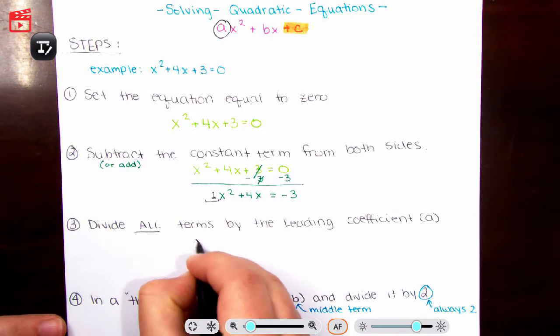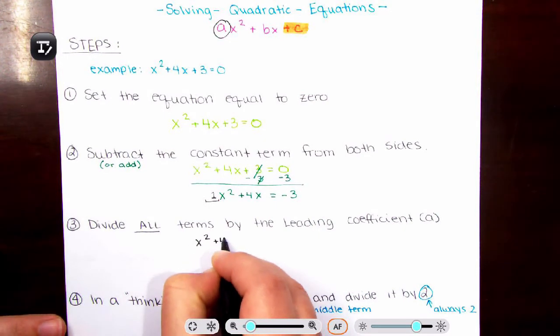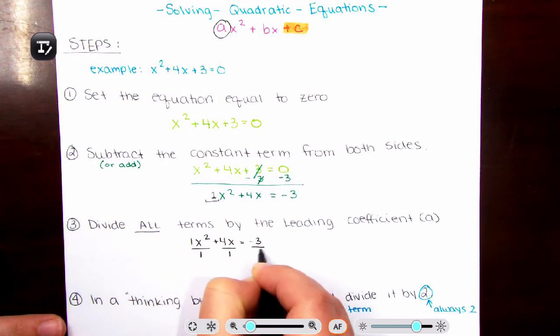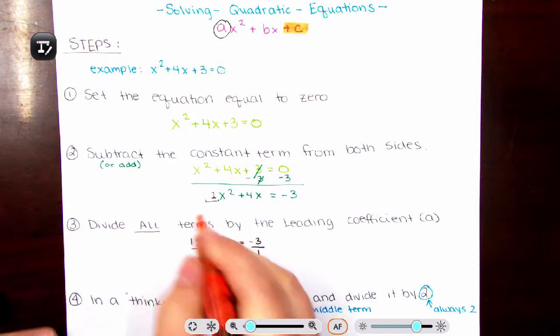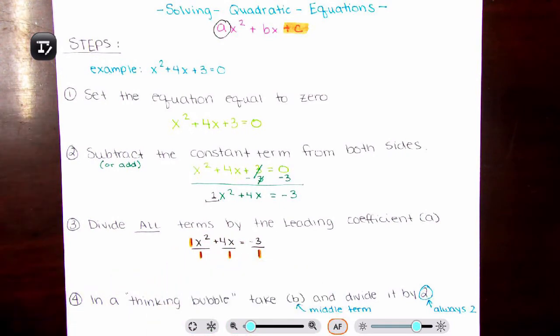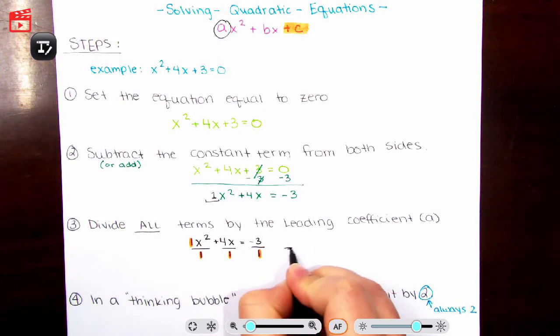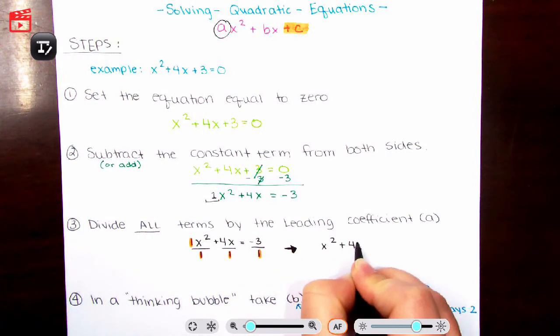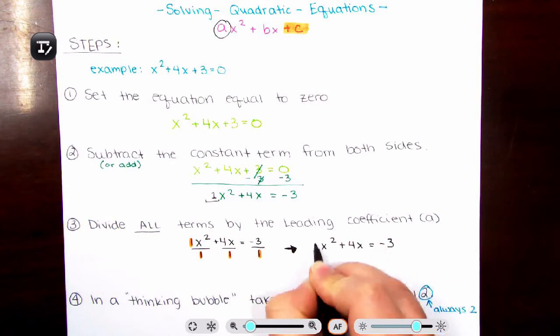So this is how it would look if you had a number not 1. You would divide by that leading coefficient. And again, that number you're dividing by comes from that leading coefficient. And in this case, what do we have? We have x squared plus 4x equal to negative 3. So nothing changes for us.